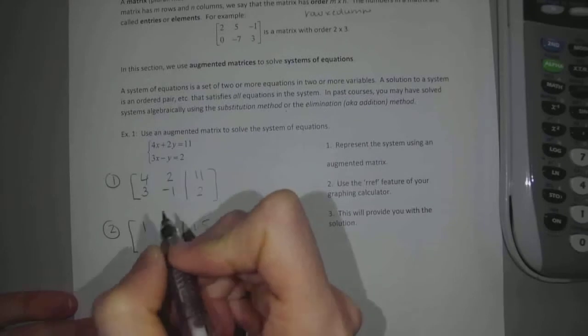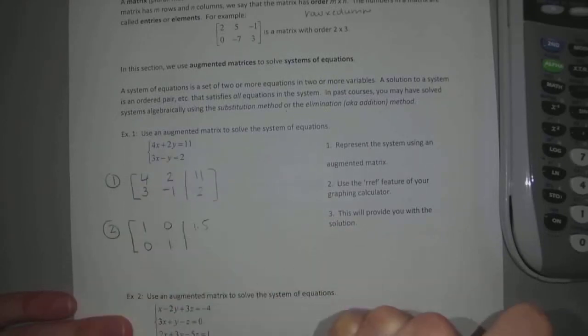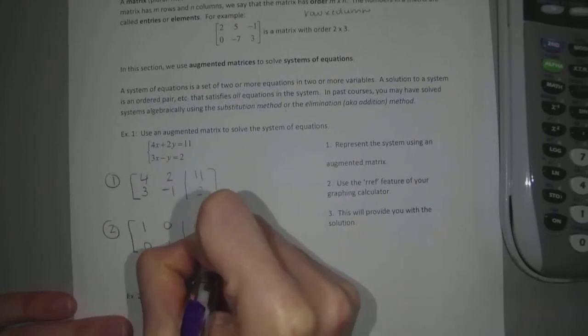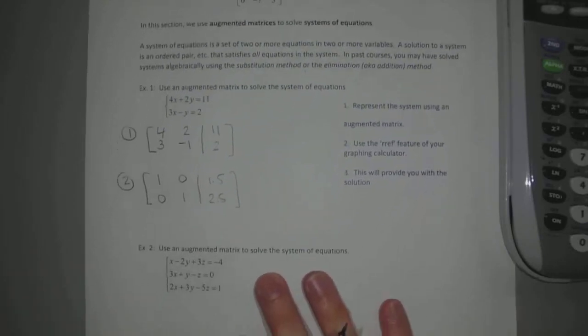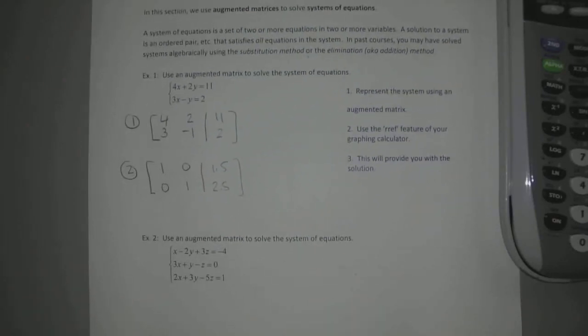It's 1, 0, and then the equal sign is 1.5, and then it's 0, 1, 2.5. And you're like, okay, Molly, why is that good? Like, why has that helped me? But remember where this matrix came from. These were the X's, these were the Y's, these were the answers, right?